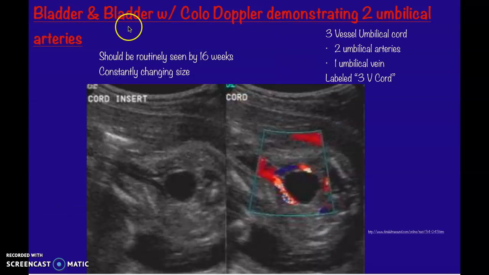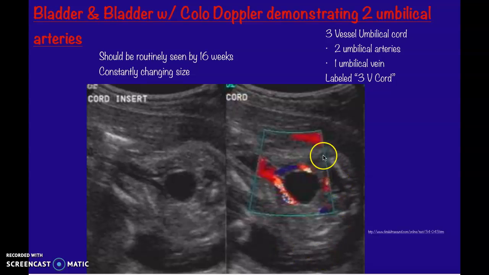Next will be the bladder, and the bladder with color Doppler demonstrating 2 umbilical arteries. So it should be routinely seen by 16 weeks and constantly changing size because baby voids and then they refill their bladder. So this is baby's bladder. This is baby's abdomen, and we see amniotic fluid and the umbilical cord.